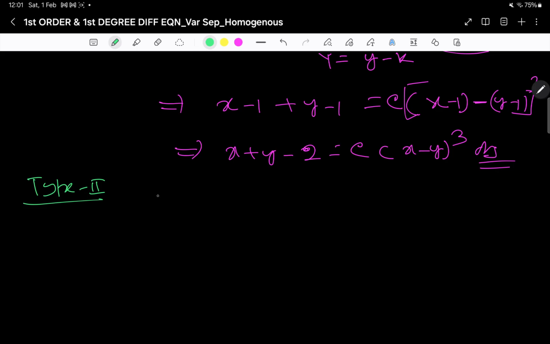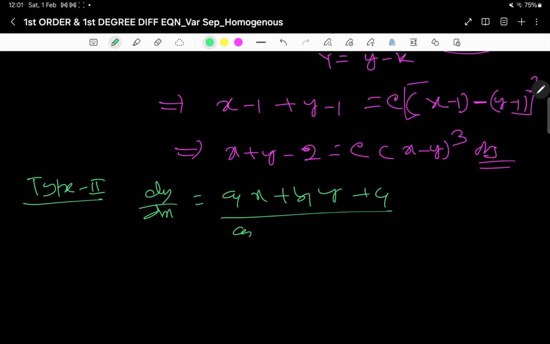Now in type 2, it is dy/dx = (a1x + b1y + c1)/(a2x + b2y + c2) with a1/a2 = b1/b2.